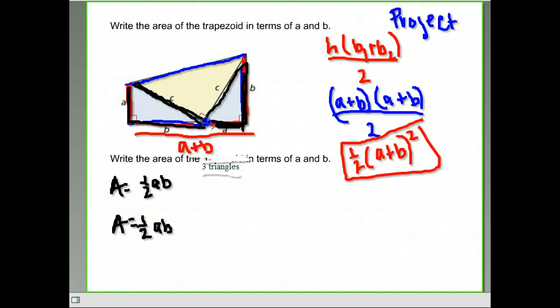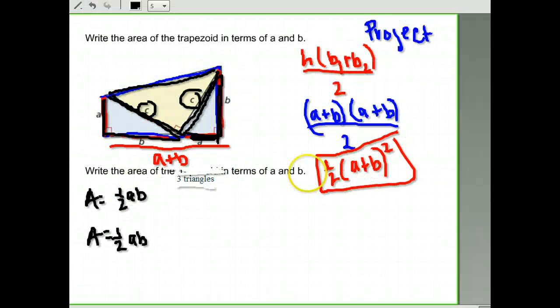Finally, the big white figure here. Okay, well, look at its base and height. Its base is C, and its height is C. But they wanted its area in terms of A and B. Okay, height and base C, our final area is 1/2 C times C, okay, which we write as C squared.